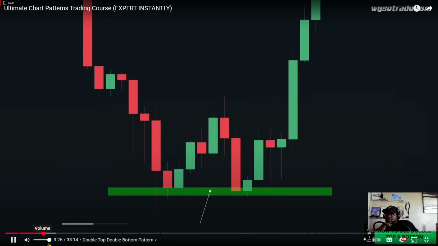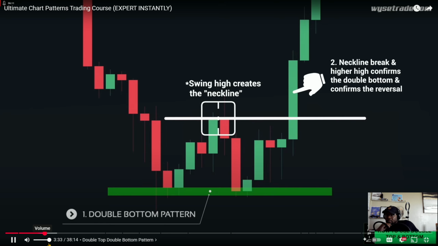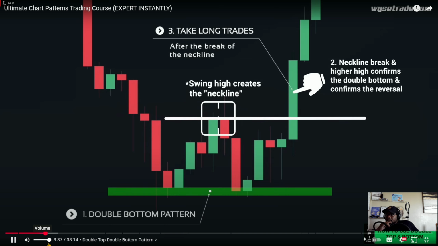Going the other way, you first have your double bottom pattern that forms a neckline here because of the recent swing high. Now, once price breaks the neckline and makes a higher high, you would take a breakout entry long, as the reversal and trend change is now confirmed.